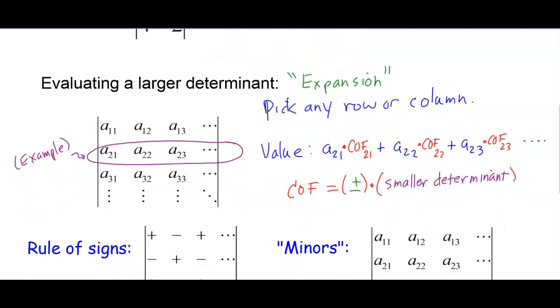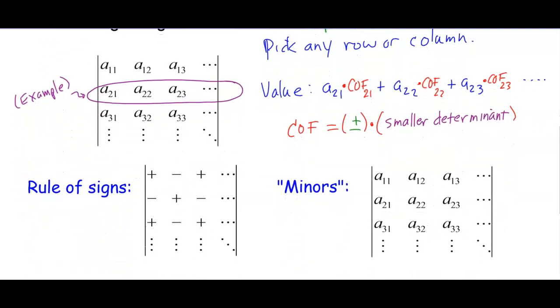The plus minus business has a fairly simple rule. It starts with positive in the top left corner, and then it's just like a checkerboard. You go through all the rest of the entries, and it's either positive or negative, just alternating like a checkerboard. So, for example, that A21 that we started with in that row would have been in a negative position. So that would have been a minus sign for the cofactor.